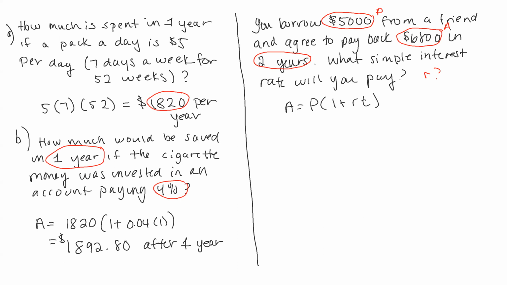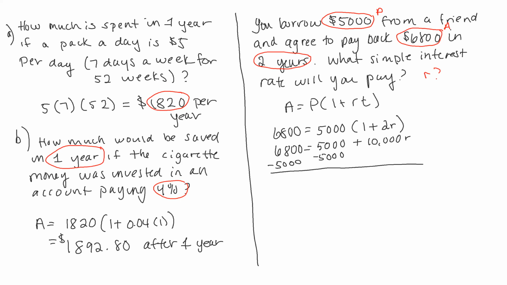Okay. Well, the future value, what we're going to end up paying back at the end of 2 years, is $6,800. The present value, how much we're actually borrowing, is $5,000. We don't have a clue what R is, but we know that T is 2 years. So T times R is 2R. Now, what I want to do is distribute the 5,000 through my set of parentheses. So this is just solving an equation. So 5,000 times 1 is 5,000. And then 5,000 times 2R is 10,000 R. Now, I want to isolate the term that contains the R. So my issue is 5,000. I want to subtract that.